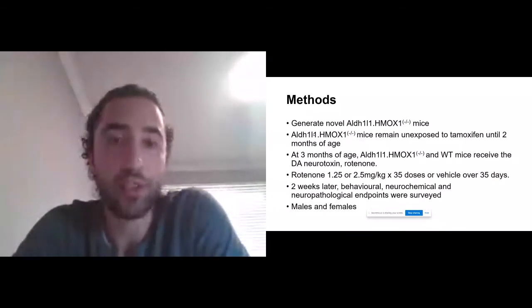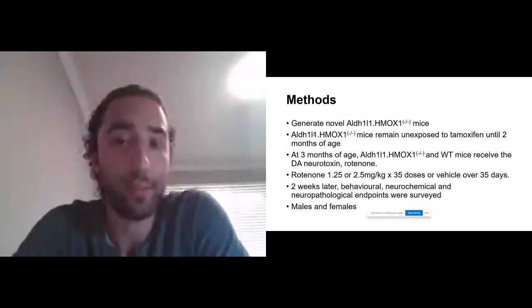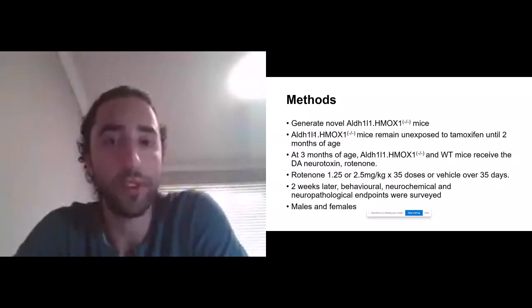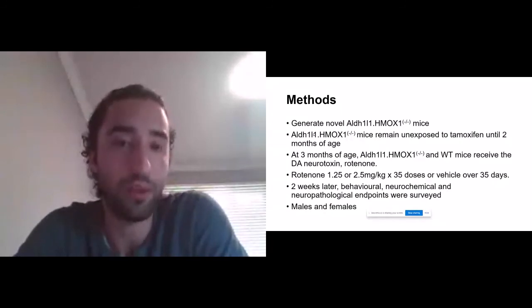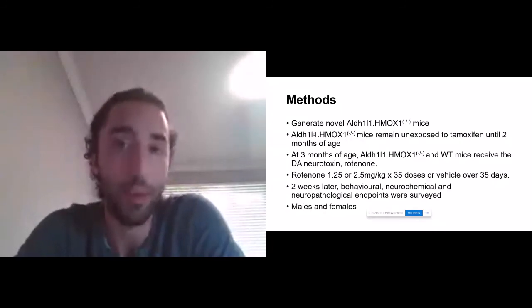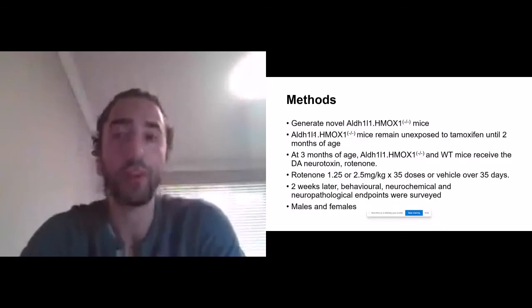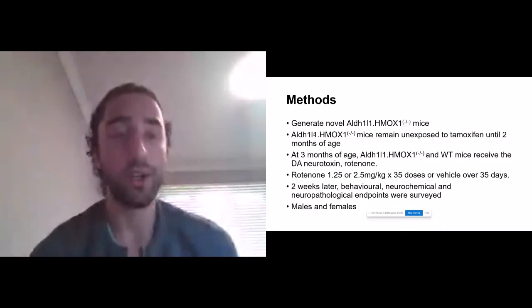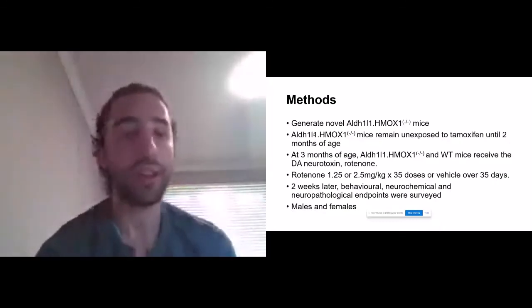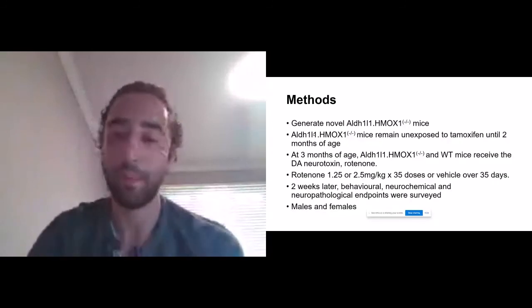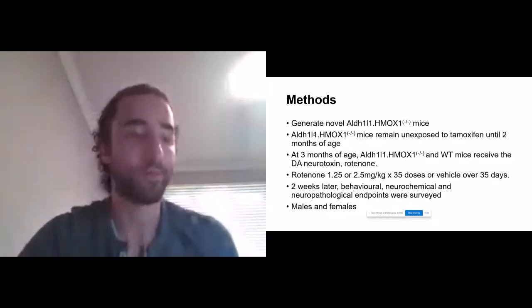At 3 months of age, the transgenic mice and the wild-type mice received the dopamine neurotoxin rotenone. Rotenone was administered at either 1.25 or 2.5 milligrams per kilogram for 35 doses over a period of 35 days. Two weeks later, behavioral, neurochemical, and neuropathological endpoints were surveyed. Males and females were studied.